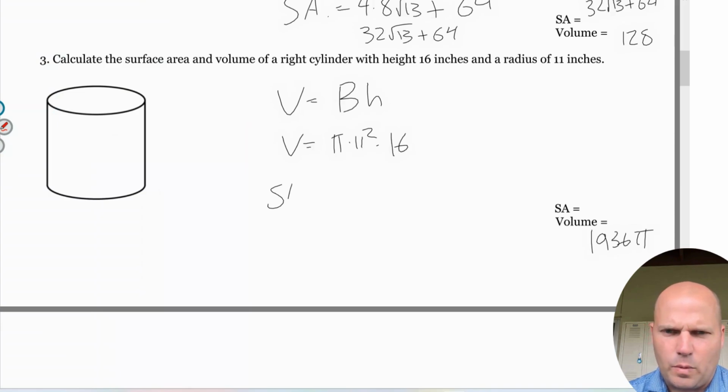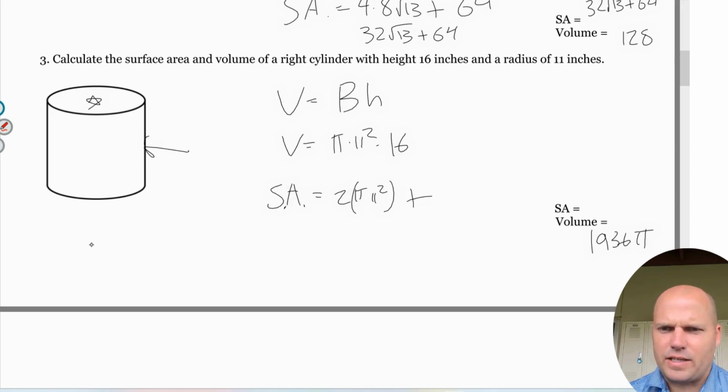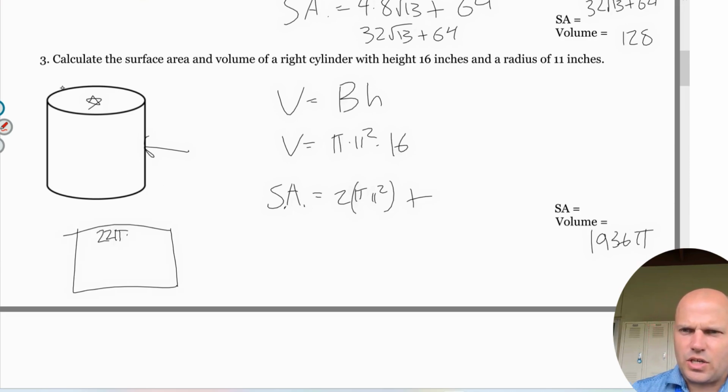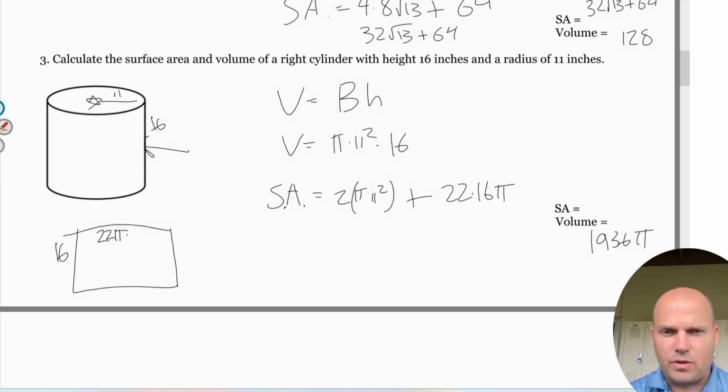Well, I didn't give you the formula because I kind of want my students to know. We got 2 circles, the top and the bottom, so that's 2 pi 11 squared. And then we have the rectangle in the middle. The rectangle in the middle gets rolled out to be 2 pi r, so that's 22 pi. So imagine the thing getting rolled out. It's a rectangle. It's the circumference of the circle. So 2 pi r times the height, which is 16. So again, this is 11, this is 16. So that's 22 times 16 pi. And we'll add those together.